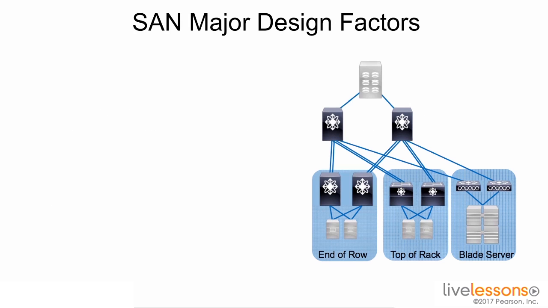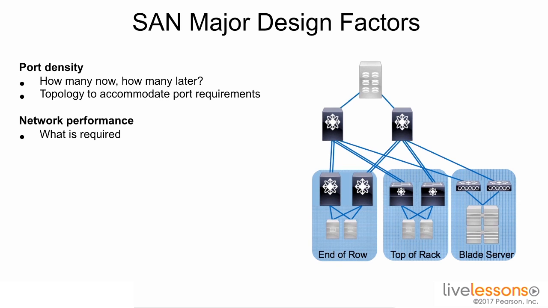for that as well. So when I'm looking at the major design factors for my SAN, the first thing I need to take a look at is port density. How many ports do I need today, and how many ports am I going to need over X number of years in my SAN fabric? I need to build a topology that can accommodate those port requirements.